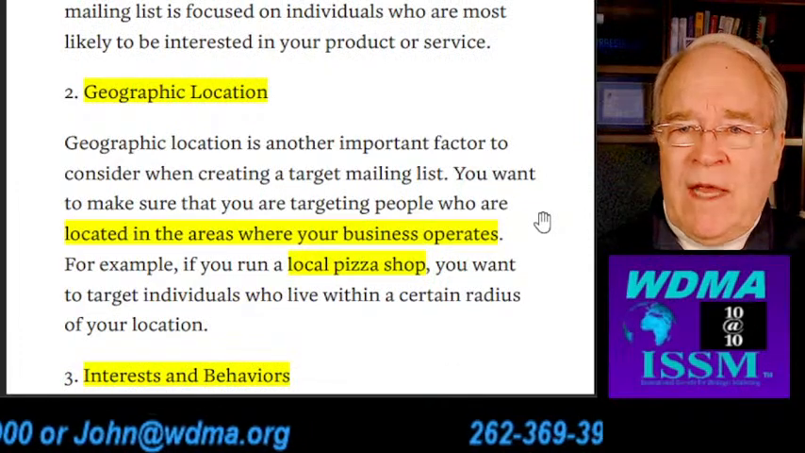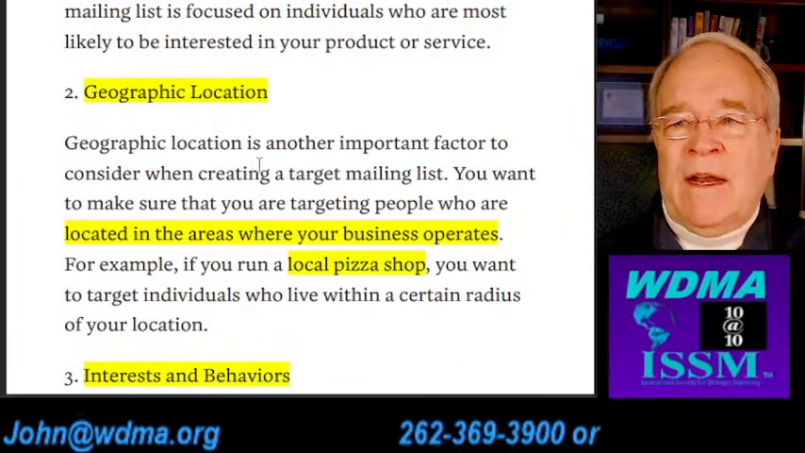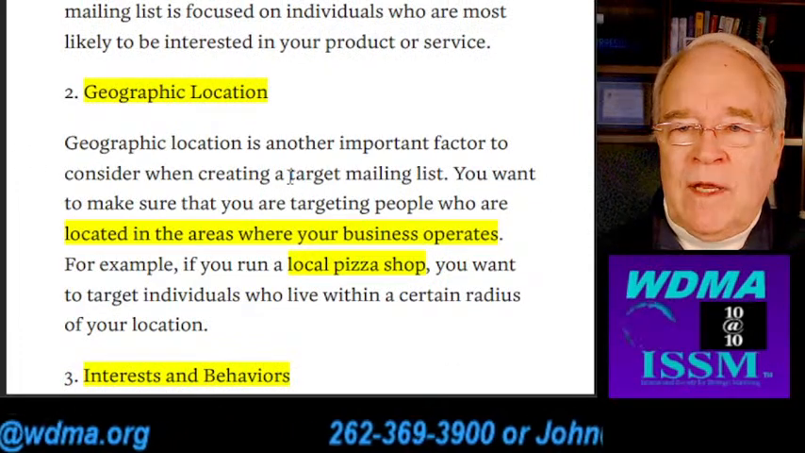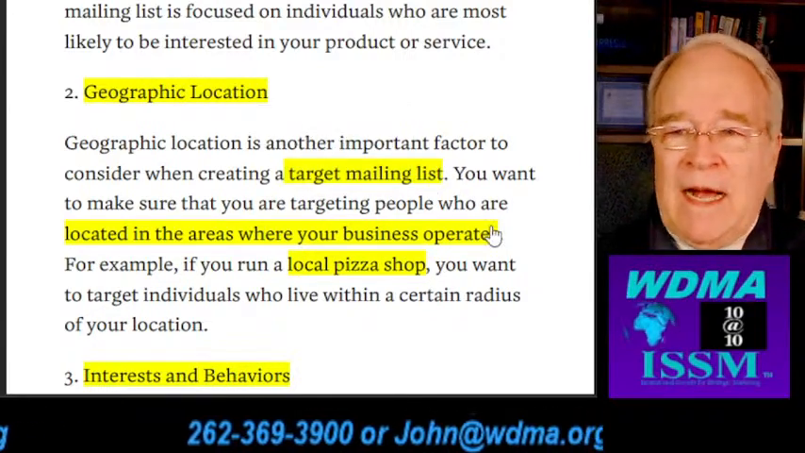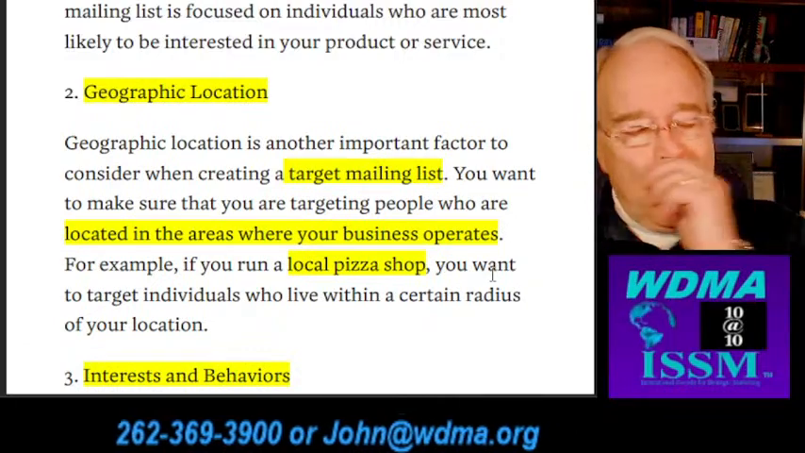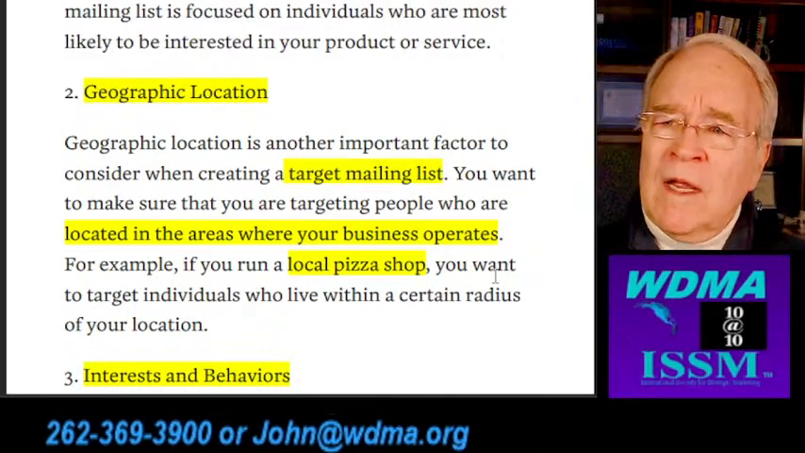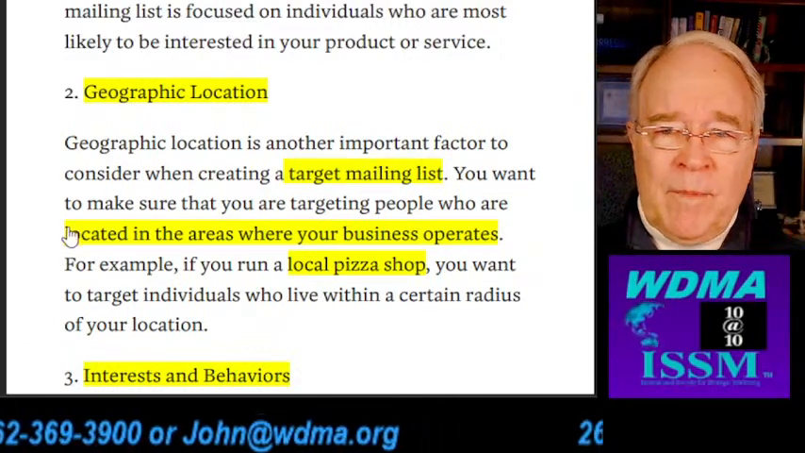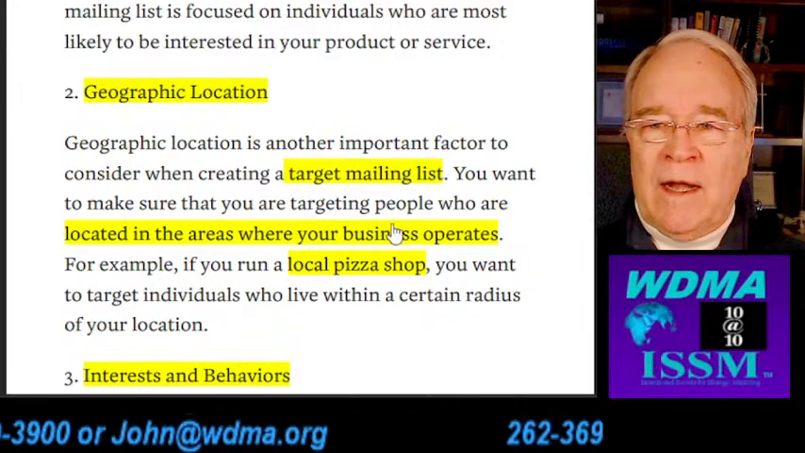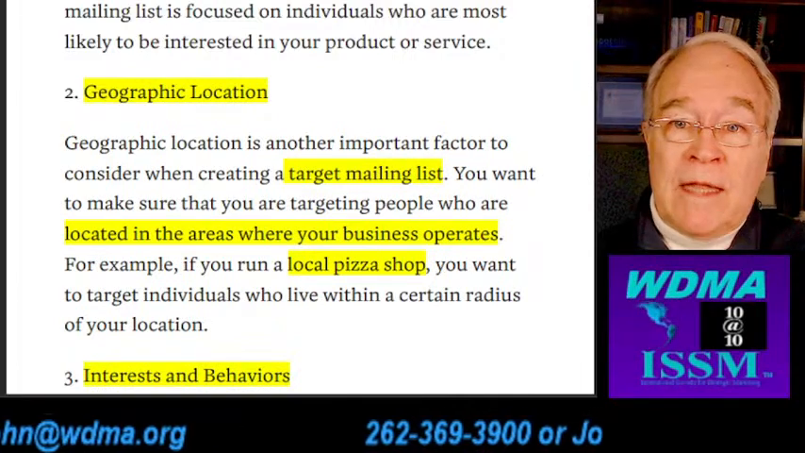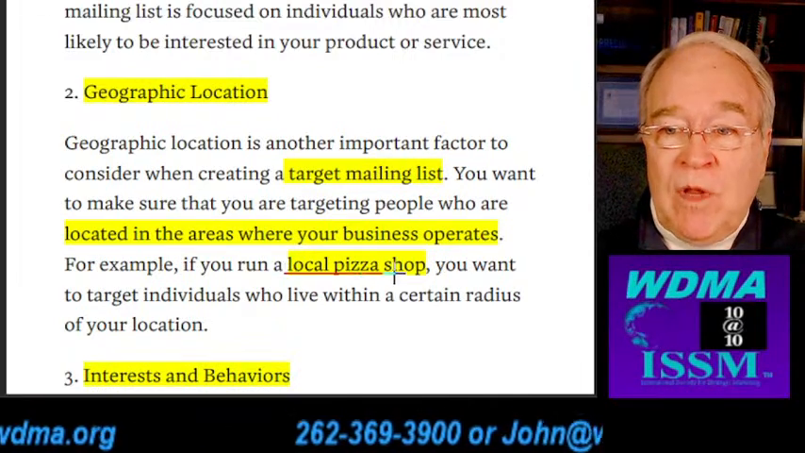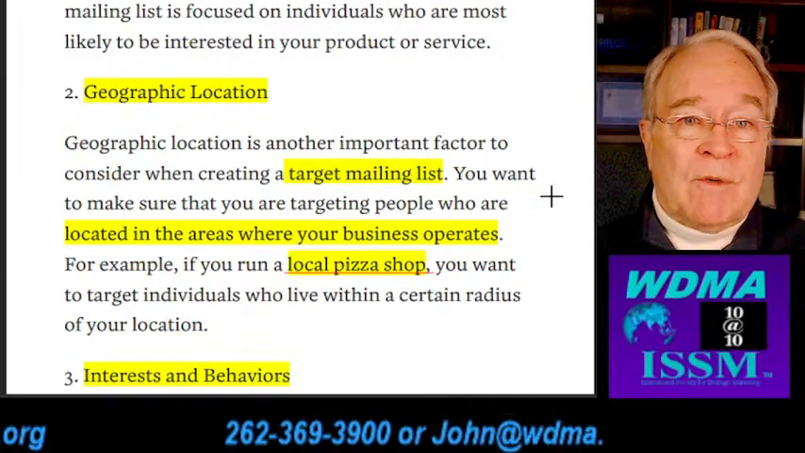Then geographic location, and then it restates it again. Another important feature in building and creating a targeted mailing list. This reads like AI. So if it isn't AI, then let me know. I'm open to it. But, targeting people who are located in areas where your business operates. Now, if you have a pizza shop, that's more important than all the demographics. Plus, there's only so many names around your pizza shop.